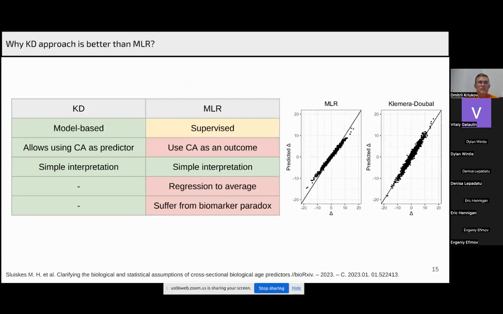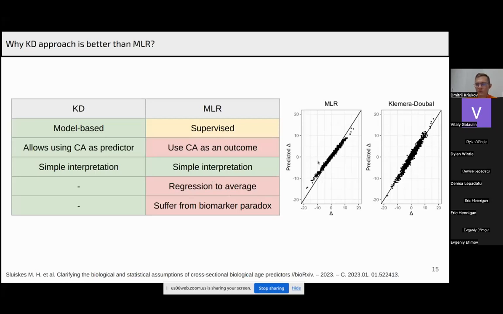And why is the Klemera Doubal approach better than multiple linear regression? These are my thoughts; my experience of working with this particular method allowed me to emphasize not four, but actually three advantages. The first one is, of course, Klemera Doubal allows using chronological age as a predictor within the model, and MLR not, because MLR uses chronological age as an outcome, as a target variable. The second, MLR suffers from the regression to average phenomenon.